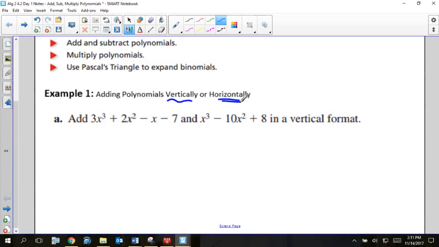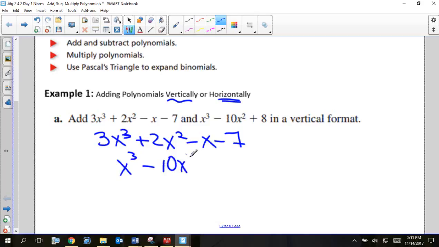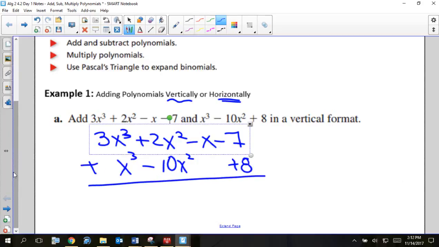So the vertical method says to first write 3x squared plus 3x cubed plus 2x squared minus x minus 7 over x cubed minus 10x squared. So we got plus 8. When I write that plus 8, I'm going to line it up with the term that it has likeness with. What am I going to put the plus 8 under? The minus 7. I'm just going to leave a space. And we're going to add those. This is the vertical method.